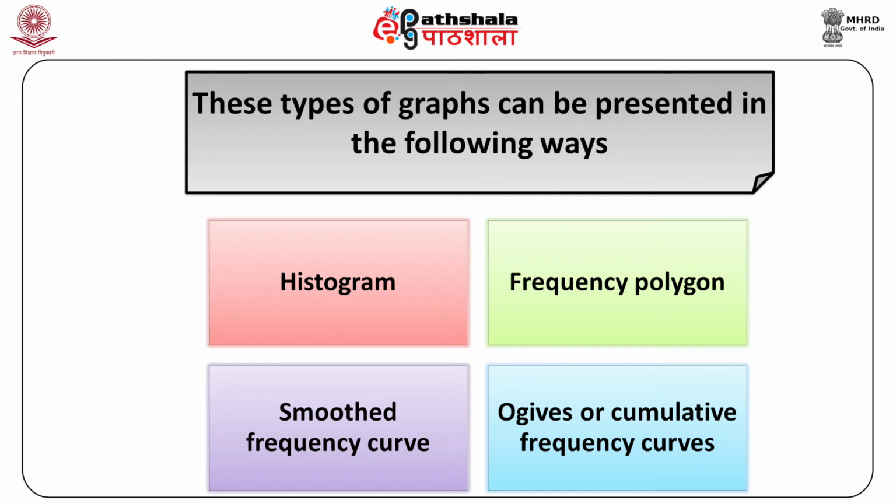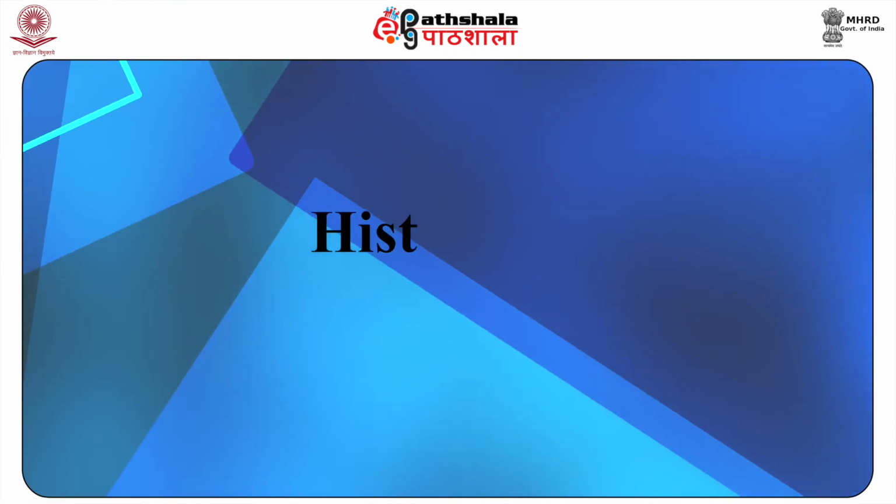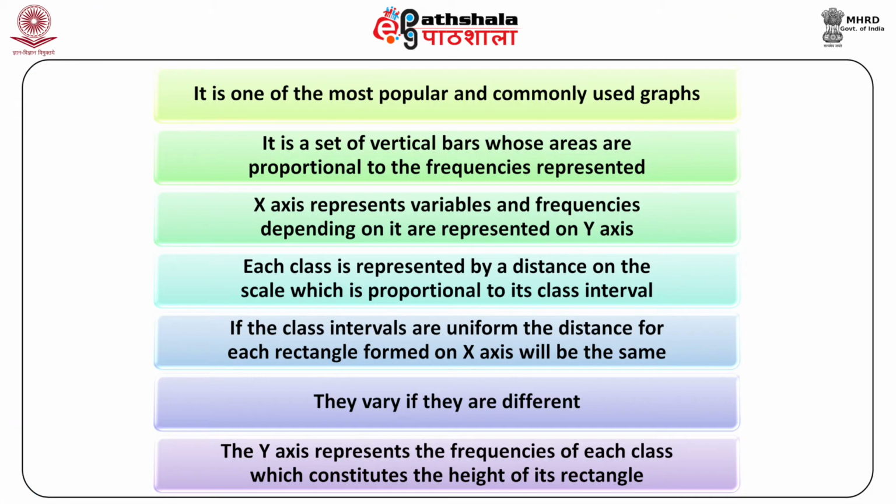Now, graphs of frequency distribution. These types of graphs can be presented in the following ways: histogram, frequency polygon, smooth frequency curve, ogives or cumulative frequency curves. Now let us begin with histogram. It is one of the most popular and commonly used graphs. It is a set of vertical bars whose areas are proportional to the frequencies represented.